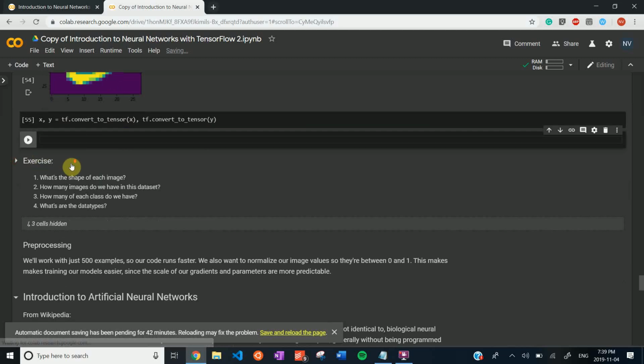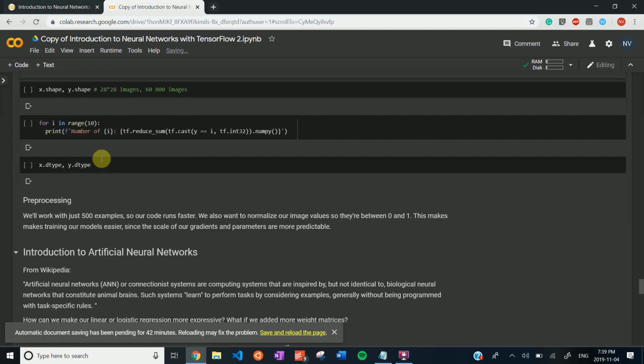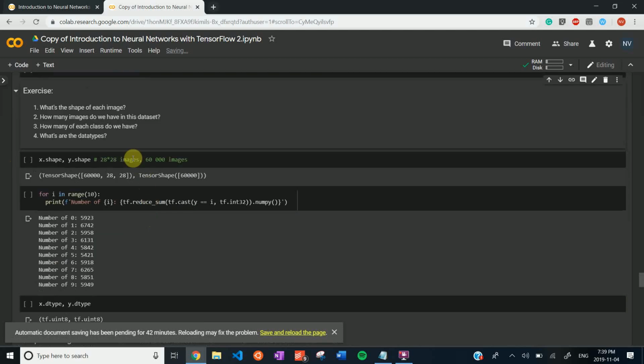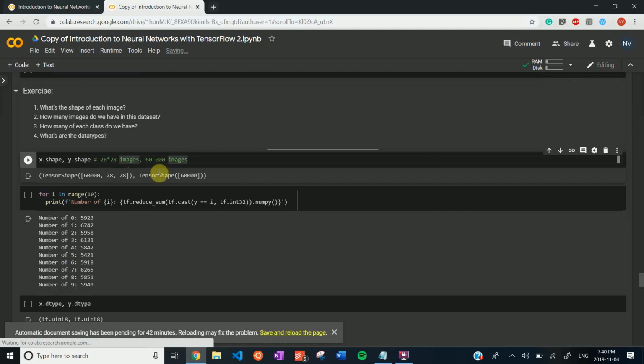Here are the exercises I was going to make you guys do. Essentially, what is the shape of the images? Once you run the cell here, you can see the exact shape. The 60,000 means that there are 60,000 different training examples, and each image is 28 by 28. Same here, there are 60,000 labels as well. We can also count how many of each we have in this data set.